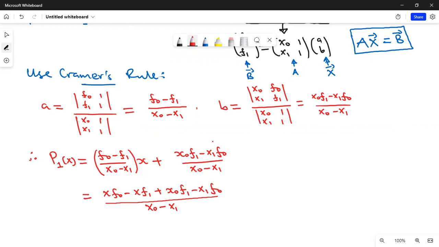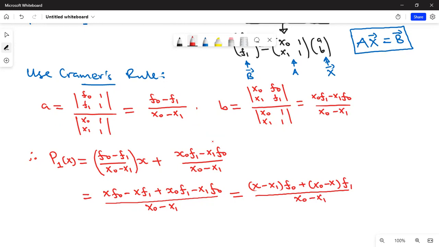I want to factor out the coefficients of f0 and f1 in the numerator. So this you can as well write as (x minus x1), that's the coefficient of f0. Then those of f1 will have plus (x0 minus x). This is the coefficient of f1 over the same common denominator, which is x0 minus x1.